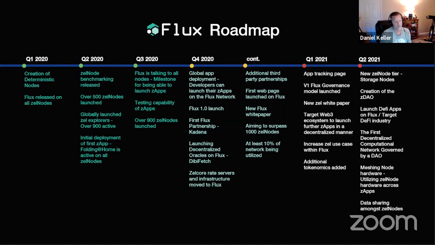Creation of the ZDAO. I'm not going to delve into that because I know enough to be dangerous, and there'll be more information disseminated about that in the coming months. The launch of decentralized applications on Flux, targeting specifically the DeFi industry. And one of those partners is here with us today, and that's KDA and some of the stuff that they're doing. The first decentralized computational network governed by a DAO, which would be absolutely insane, and I'm really looking forward to that. Meshing node hardware, which utilizes Zel nodes hardware across Zap. And last but not least, data sharing amongst Zel nodes.